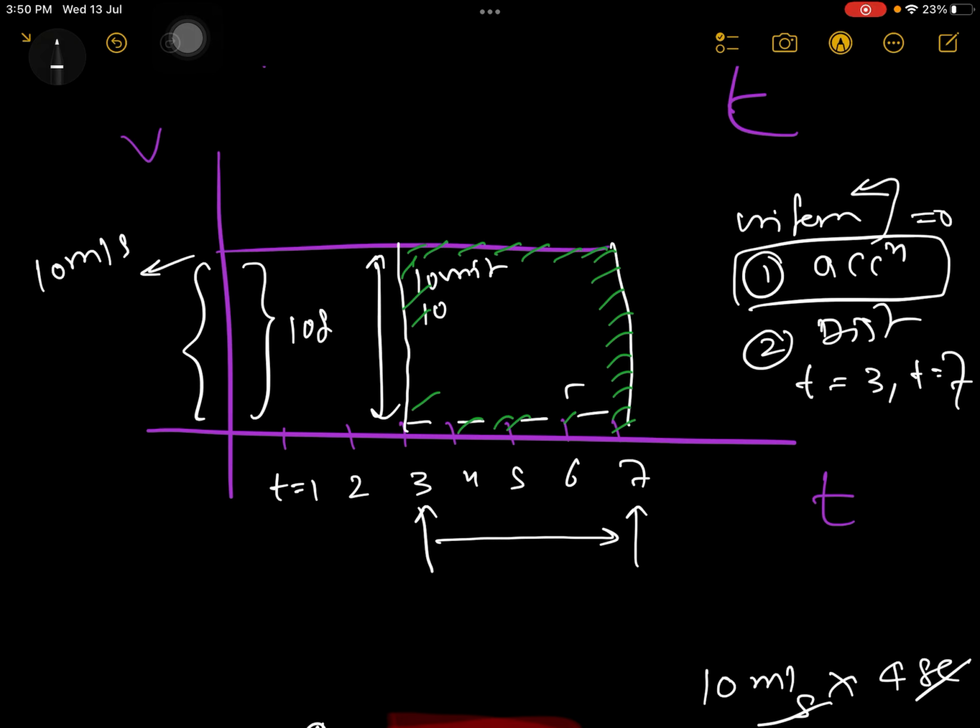And one more thing you can say, because this speed is uniform, so in every equal time you'll be getting an equal answer of distance. Correct.